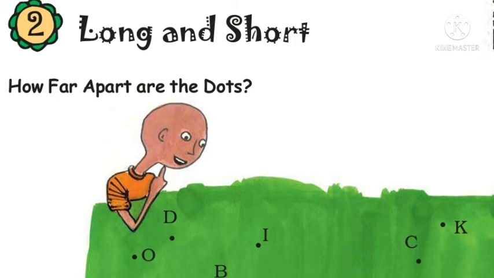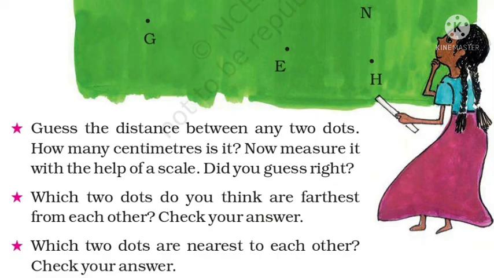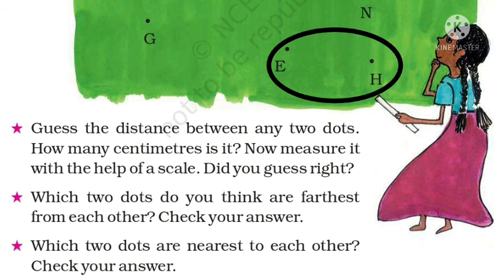Now back to our textbook. The name of our chapter is Long and Short, and here you can see the first activity in the textbook. How far apart are the dots? You can see many points there and those points are named as D, O, B, I, A, J, etc. Guess the distance between any two dots. How many centimeters is it? Now measure it with the help of a scale. Did you guess right?